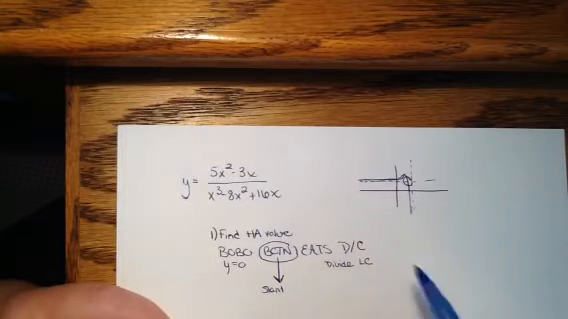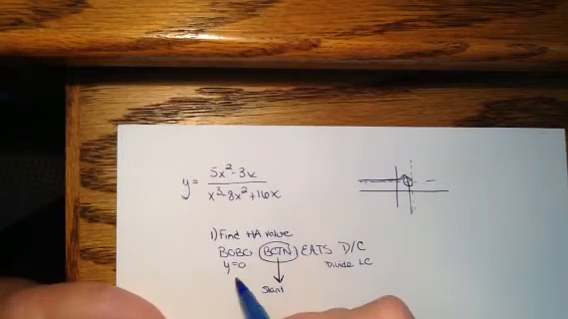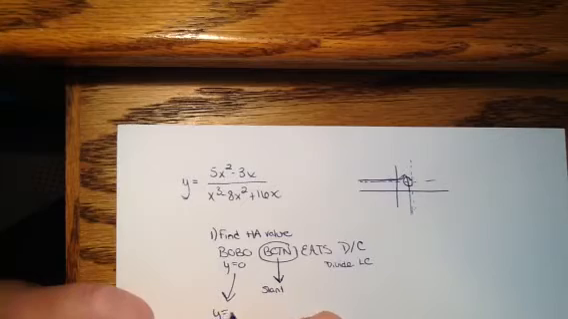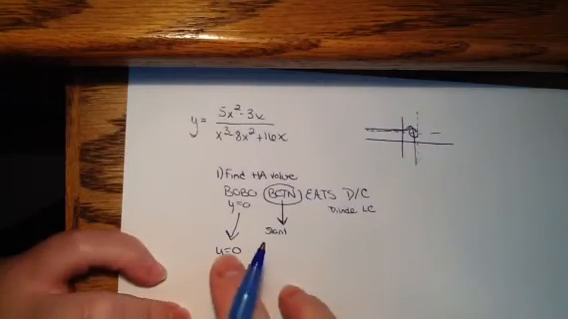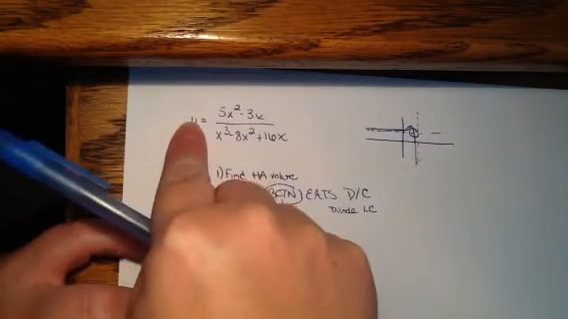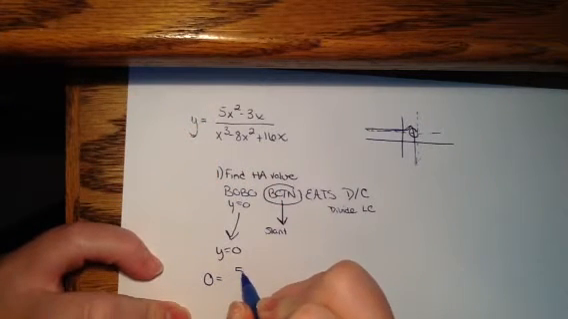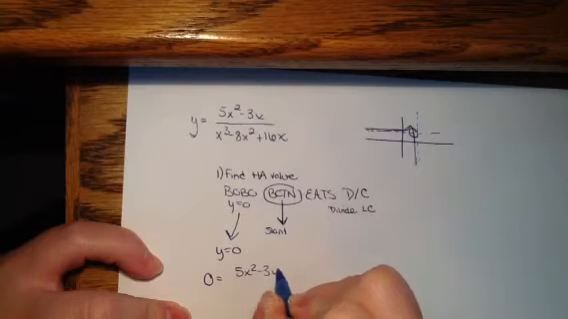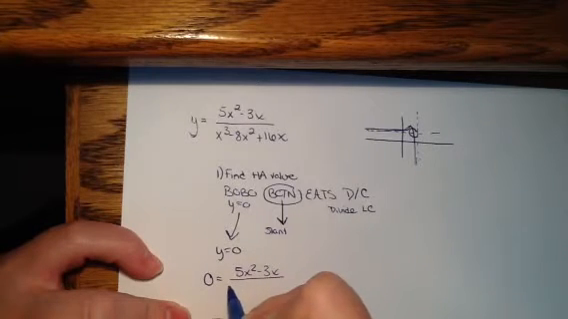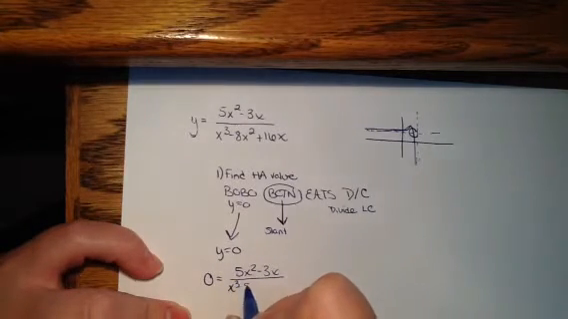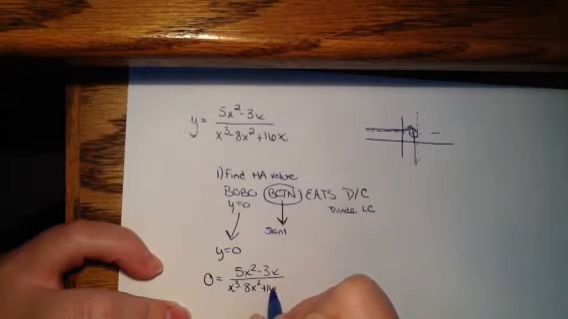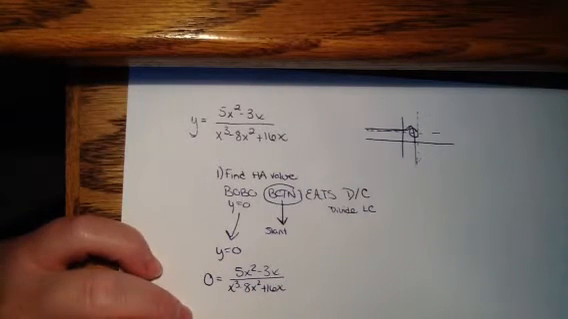divide the leading coefficients. So in this case, it's big on bottom, so I have Bobo. So I have y equals 0. So I'm going to take this y equals 0's value and I'm going to plug it into this equation. So 0 equals 5x squared minus 3x over x cubed minus 8x squared plus 16x. And then I'm going to solve for x.